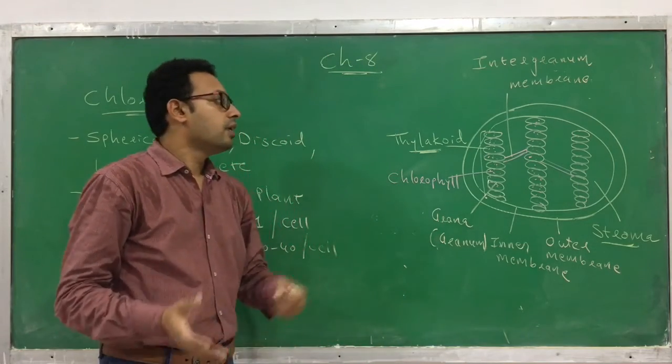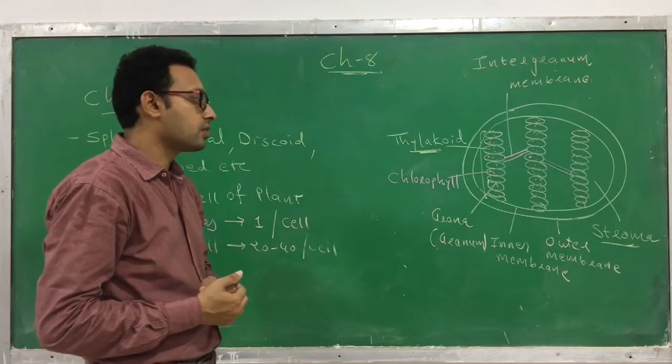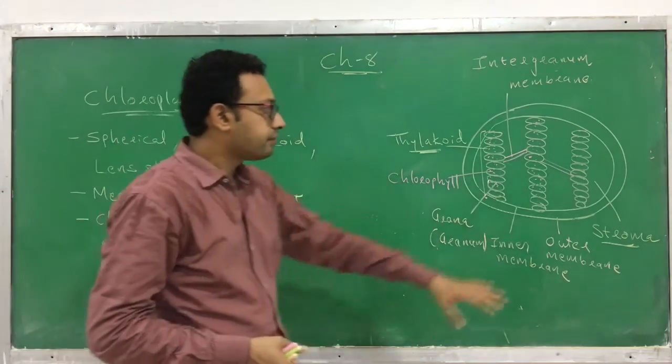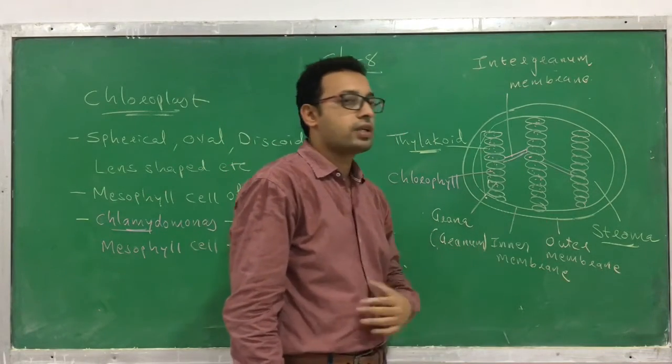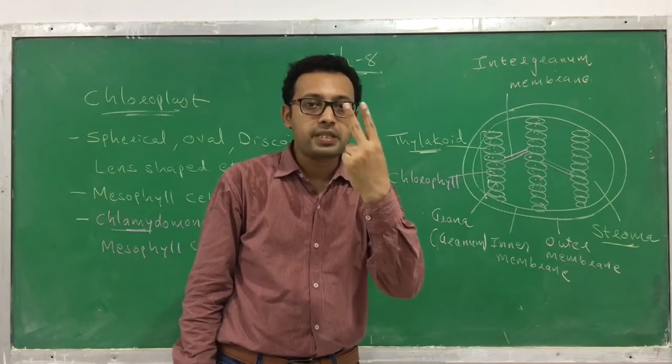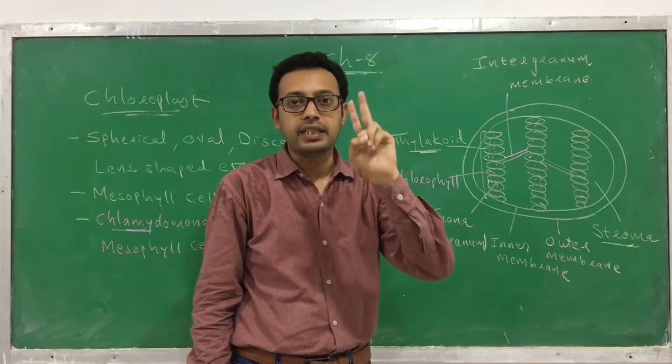This is the stroma and the thylakoid, where actual photosynthesis takes place. Okay, so I again repeat the whole thing. Remember, how many membranes surround a chloroplast? Two membranes surround a chloroplast. One is the outer membrane, the second is the inner membrane.